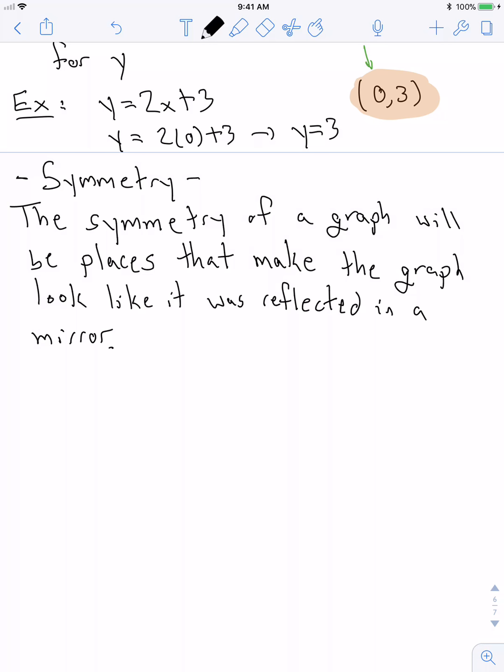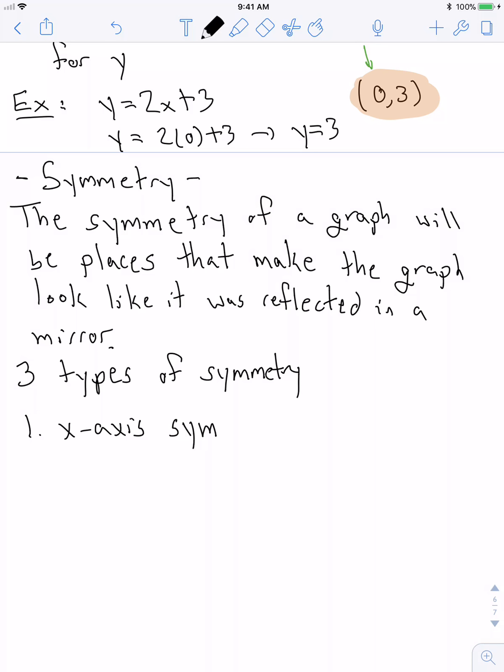So the name is exactly what you think it would be like in the real world. And there are 3 types of symmetry that we'll talk about. And they're easy to remember. The first one is x-axis symmetry. And these are graphs that make the x-axis look like a mirror. So it would look something like this, maybe.